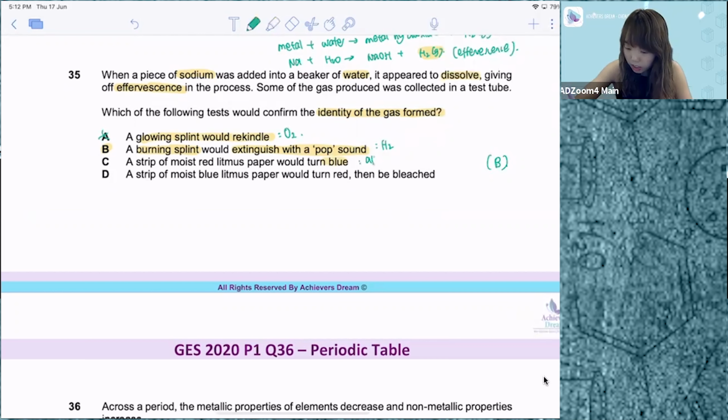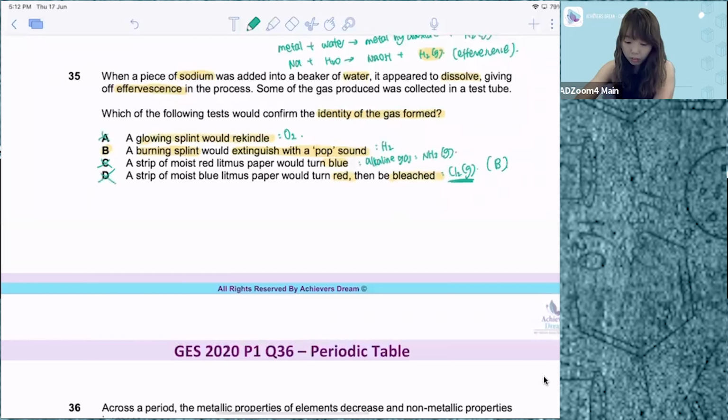So this one indicates the presence of an alkaline gas, which in your syllabus is ammonia gas. Okay, and the last one, a strip of moist blue litmus paper turns red, followed by bleach. This is for chlorine. So take note, chlorine is the only gas that has bleaching properties.